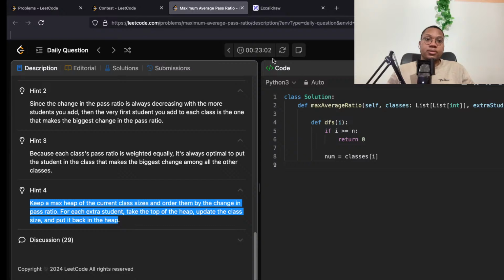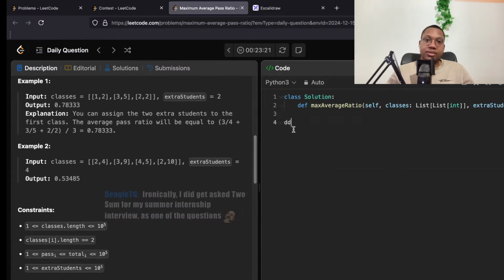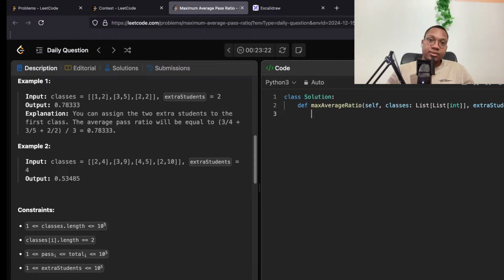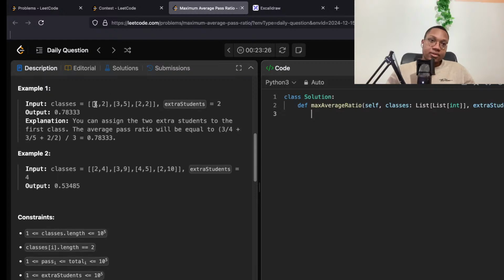And wait, no, hold on. No. I don't understand. Because I don't know how to order them by the change of the pass ratio. I don't know what that mathematical formula looks like. And that's what I've been trying to derive. How do I know which one has the strongest difference when I add it? I would have to compare it.